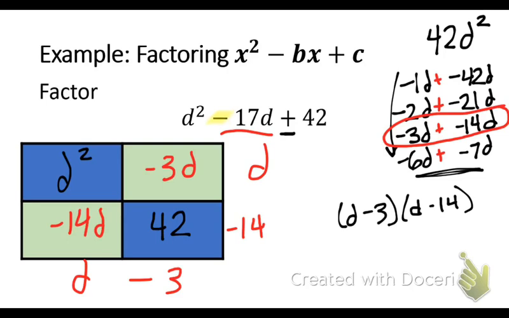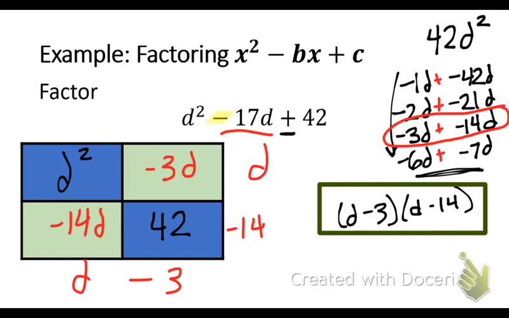So let's FOIL this one out just to check it, because this one is so much weirder than the other ones we've done. So that's my final answer, but we are going to FOIL right quick to check. So my first terms would give me D squared. My outer terms would give me minus 14D. My inner terms would give me negative 3D. And my last terms would give me positive 42. So these two middle terms do add to negative 17, which is what I wanted. So I am good, even though it seemed a little bit tricky.